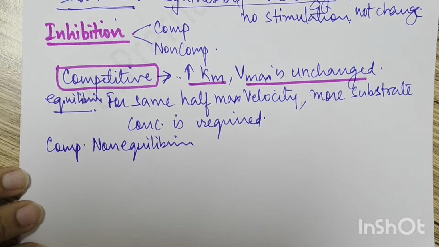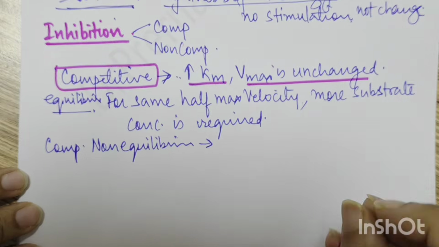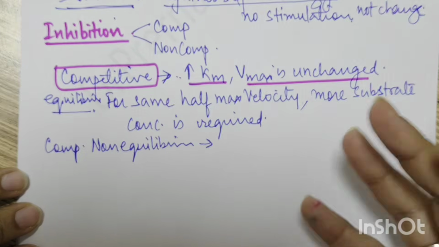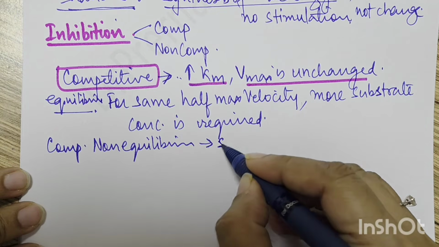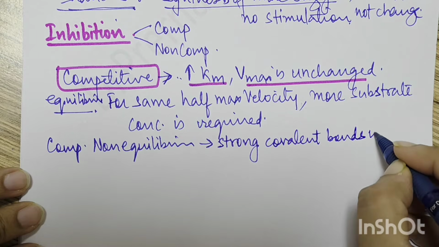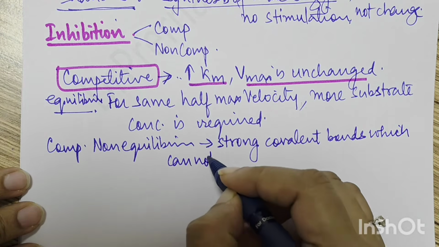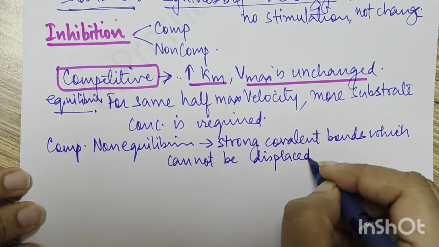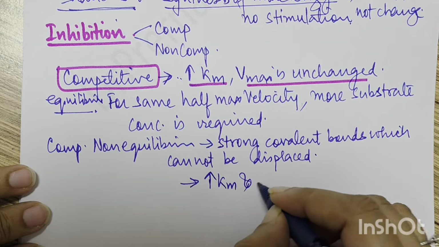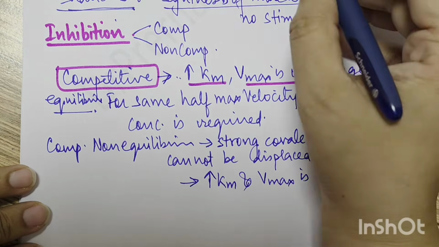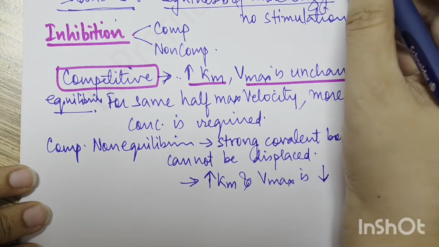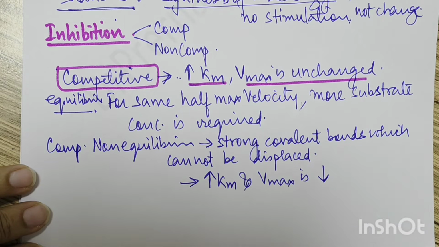Competitive non-equilibrium can also occur. Here now basically the drug reacts with the same catalytic site but forms strong covalent bonds or has very high affinity for the enzyme, so that normal substrate is not able to displace the inhibitor. So here basically non-equilibrium type means they form very strong covalent bonds which cannot be displaced. Okay, so this is non-equilibrium type. Now here what happens, here Km is definitely increased and Vmax is reduced, right? मतलब substrate concentration तो बढ़ेगा ही बढ़ेगा और Vmax जो है वो भी कम हो जाएगा, Vmax भी कम होता जा रहा है, and so that means the reaction velocity becomes very less and the Km is increased very much.